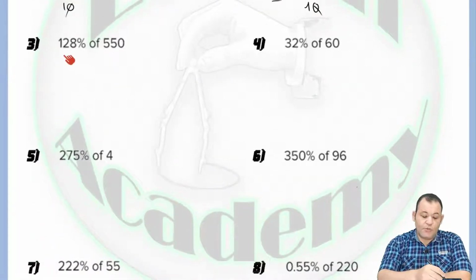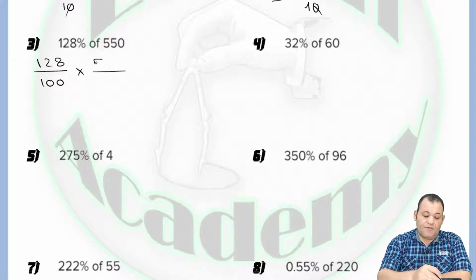In question number 3, we have 128% of 550. So it will be 128 over 100, and "of" means multiplication. We just multiply by 550 over 1. Now we can cancel out 0 and 0.